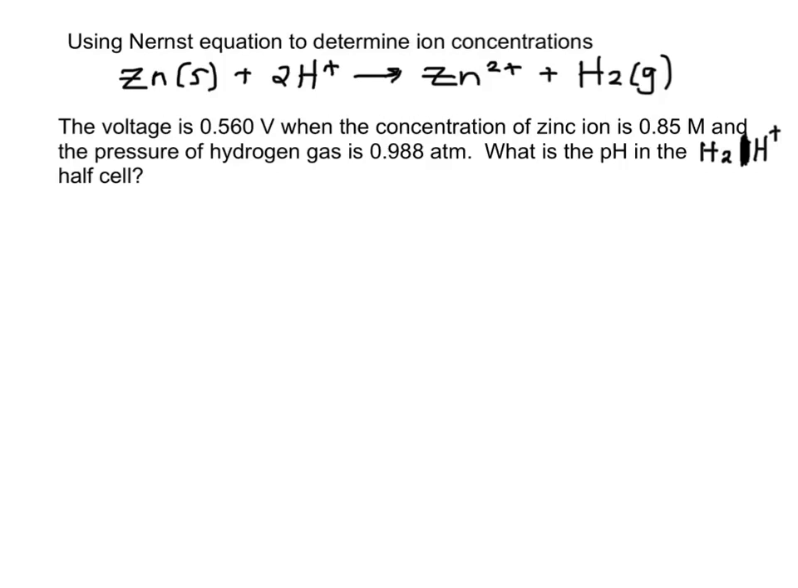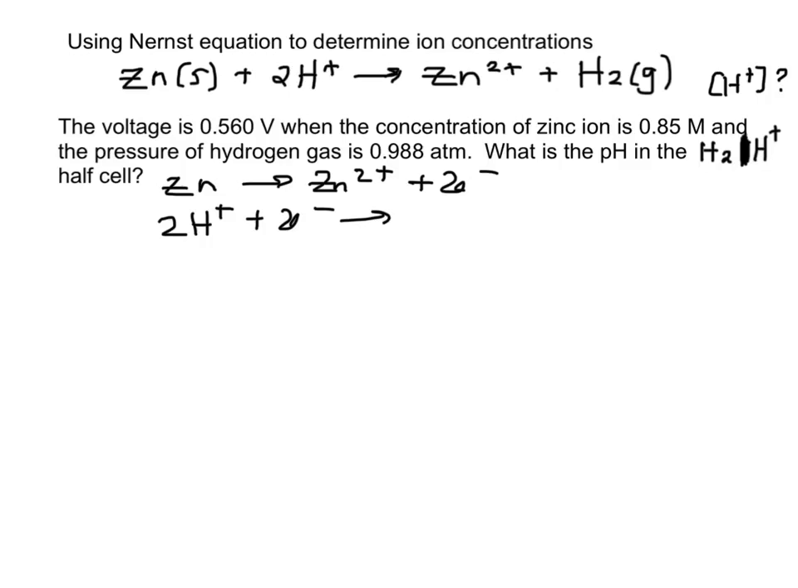So what they're really asking us for is what's the H plus concentration. And once we know that, we can figure out the pH. So the first thing, again, we're going to have to do is figure out what E standard is. So I write my two half reactions. Zinc goes to zinc 2 plus plus 2 electrons, and 2H plus plus 2 electrons gives me H2.